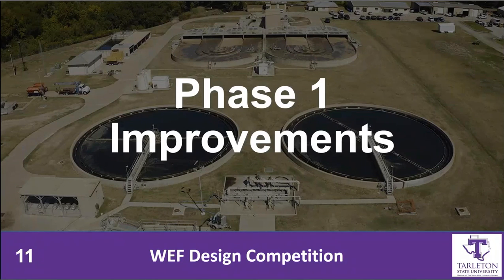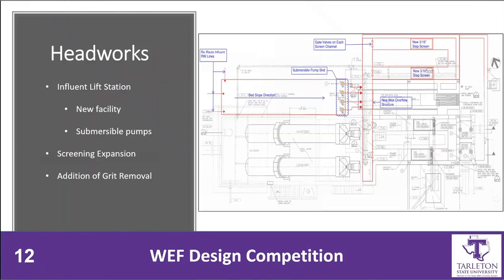Now we will discuss the recommended improvements, starting with those that will be implemented in Phase 1. The headworks facility is currently unable to handle peak flow conditions of 35 mgd and therefore requires capacity expansion. Starting with the influent lift station, the existing Archimedes screw pumps are large and energy intensive, and to add more would require more construction than converting to a submersible pump skid. For that reason, our design includes a new influent basin with 4 submersible pumps, one of which will be held on standby to be used in the event that one pump requires maintenance.